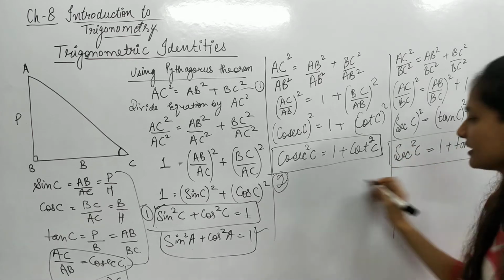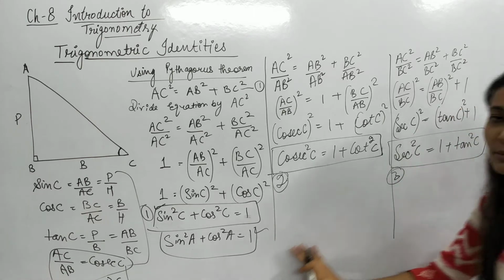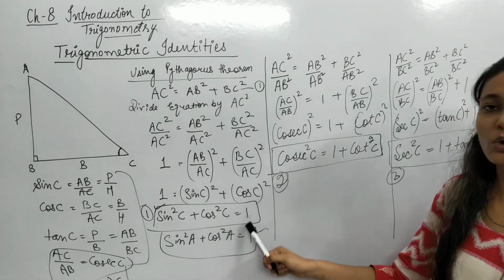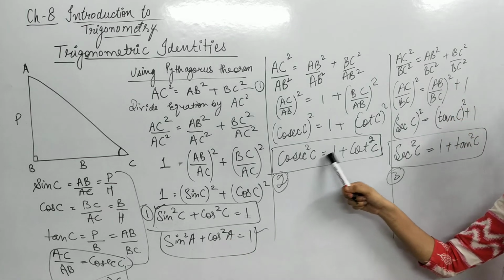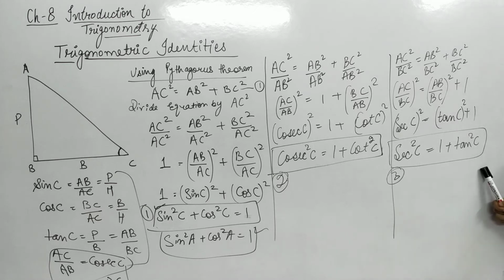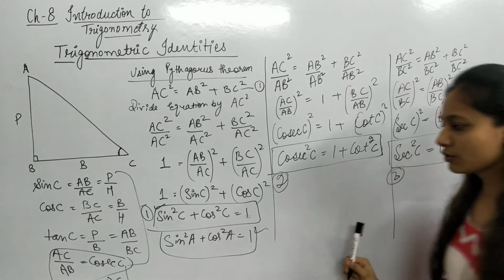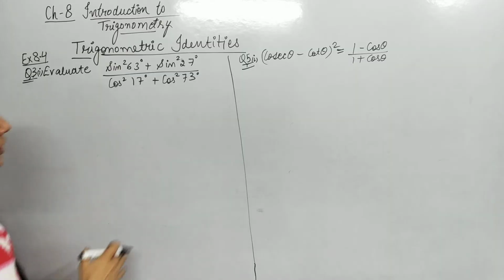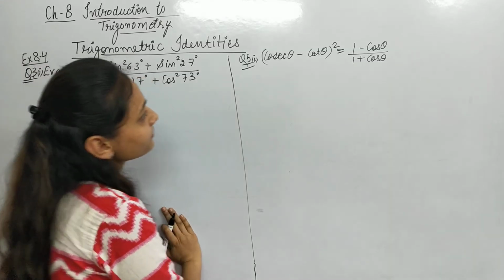So these are three identities of trigonometry which are very important. First one is sin square C plus cos square C is equal to 1. Cosecant square C is equal to 1 plus cot square C, and secant square C is equal to 1 plus tan square C. Now we will do some questions to see how these identities are used in your questions. Let us discuss these questions.